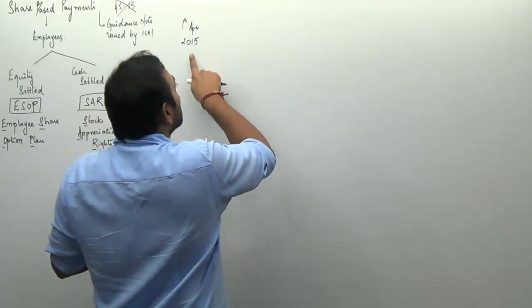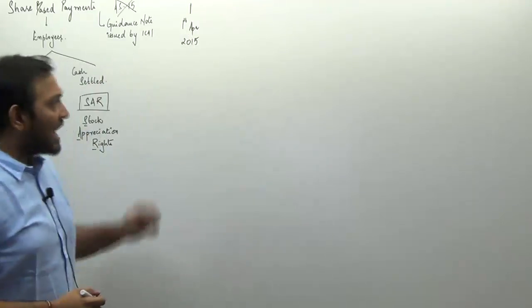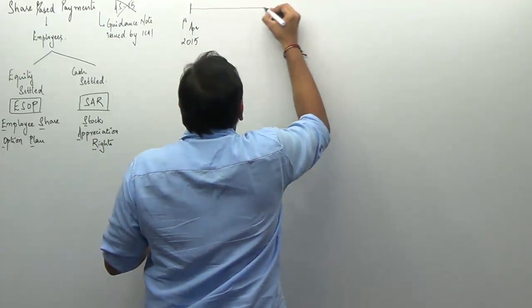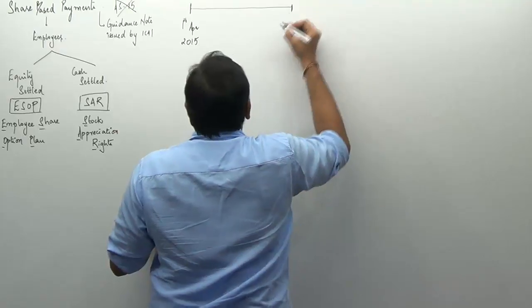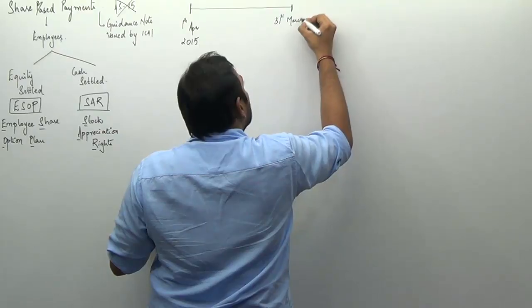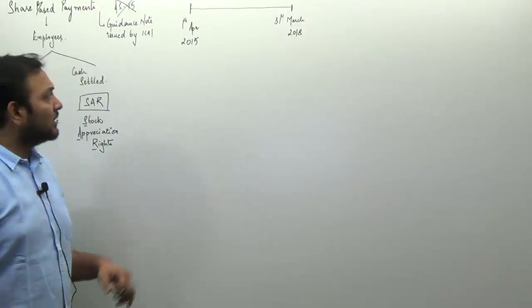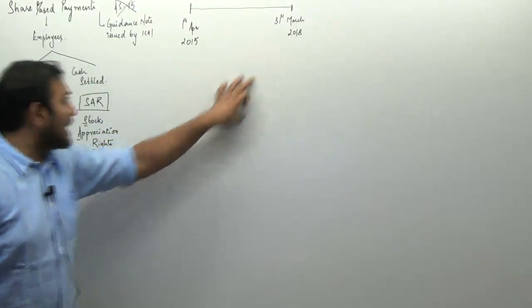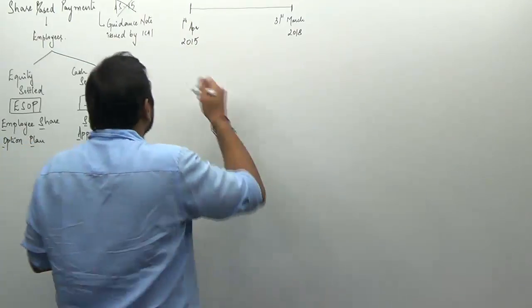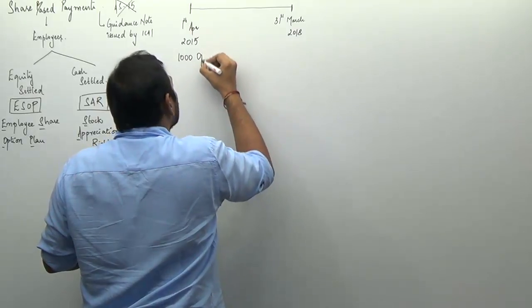So, I'll say that I've announced a plan on this day, saying that if you stay in the organization with continuous employment up to 31st March 2018, that is 3 continuous years, then you are entitled to this plan. What is the plan? The plan says, I will give you 1000 options.